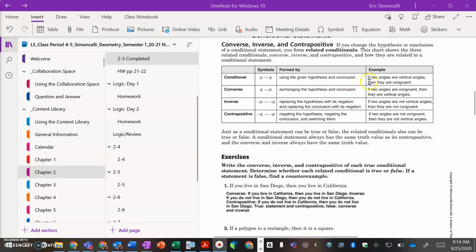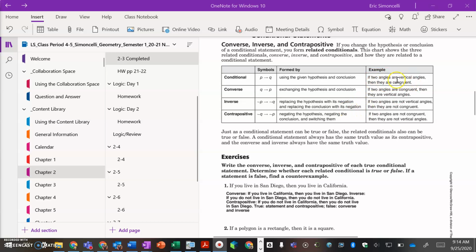An example, if 2 angles are vertical angles, then they are congruent. Okay, we know this is true actually, right? If 2 angles are vertical angles, then they are congruent. So what the converse does, the converse literally switches P and Q. So instead of if P then Q, it's if Q then P, or Q now implies P. And it says it right here, exchanging the hypothesis and conclusion.